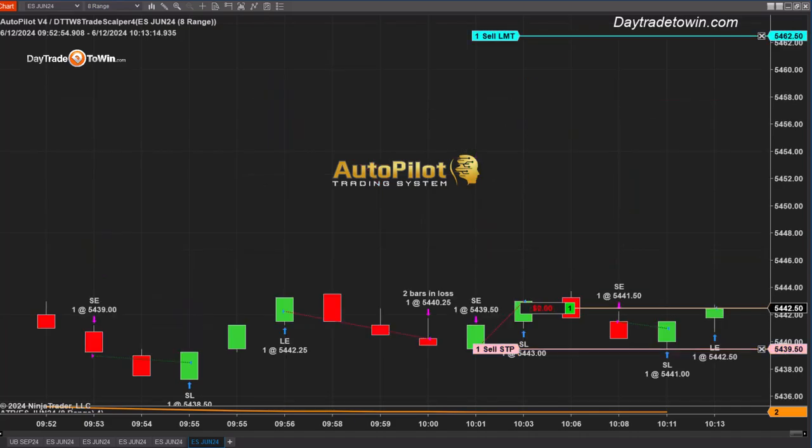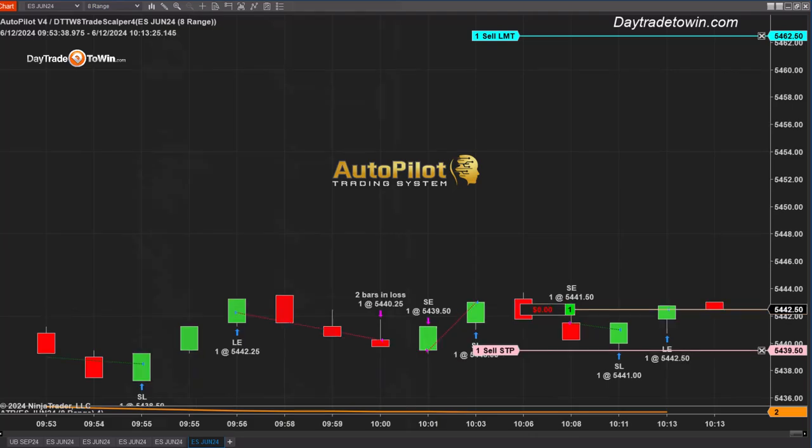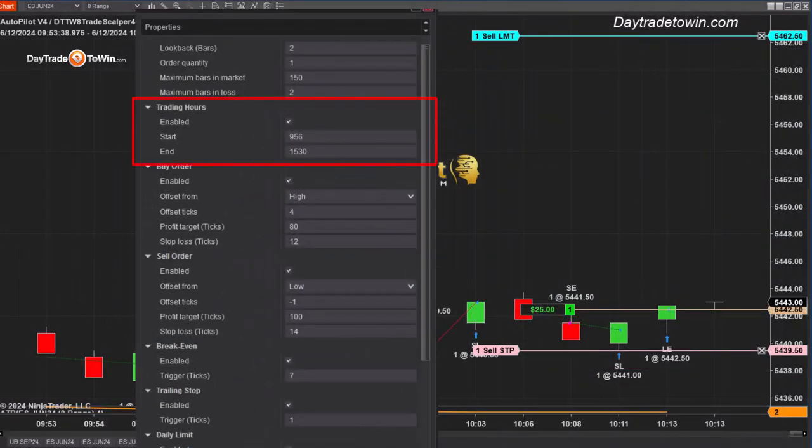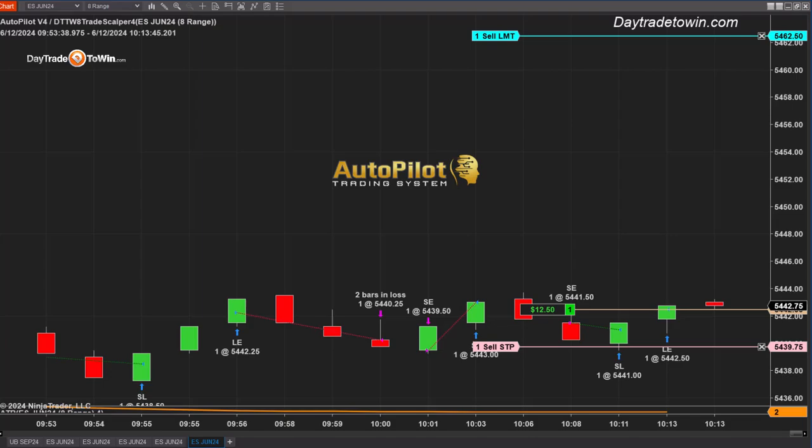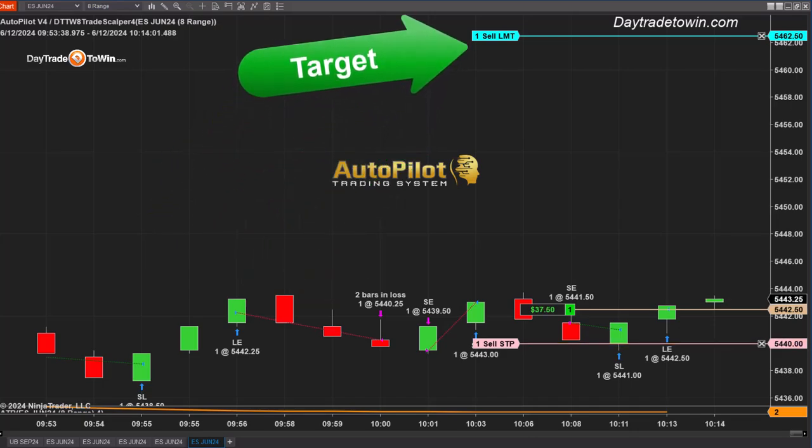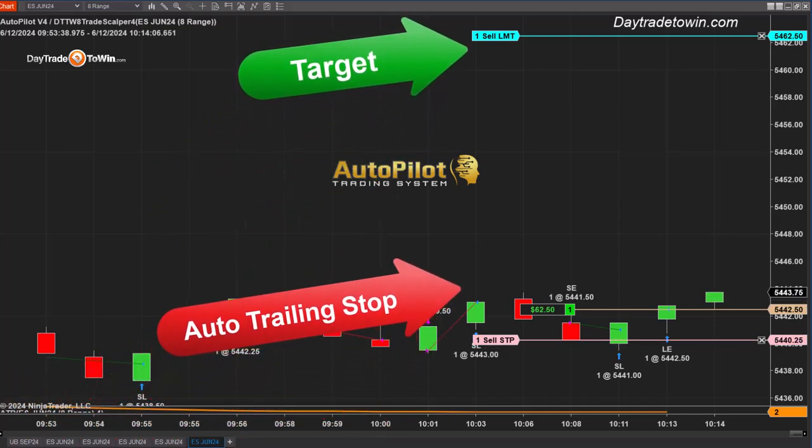So there are certain hours that you could trade and set the AutoPilot for just the morning, just the afternoon, just the first hour or two of the day. Regardless of what direction the market moves, it will then incorporate the stop and will also incorporate the target. And once that happens, we then wait for a few things to occur.